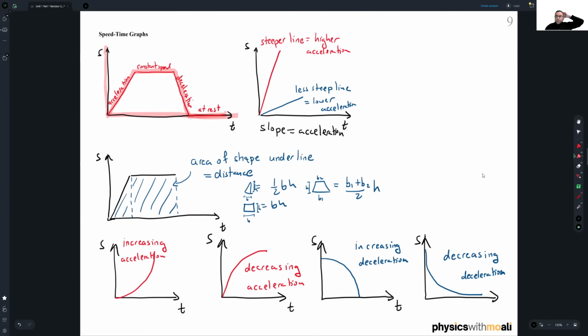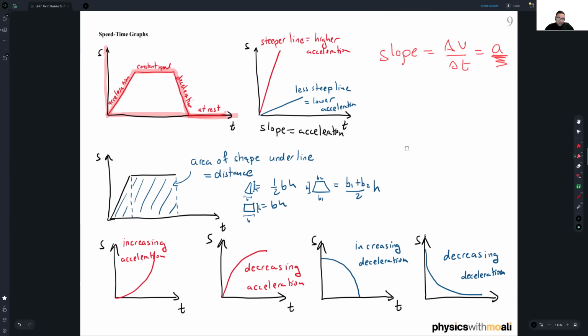Just like before, the slope represents something. In this case, the slope represents the change in speed or change in velocity over time. Change in speed over time is what? Acceleration. So the steeper the line is, the higher the acceleration. The less steep the line is, the lower the acceleration.